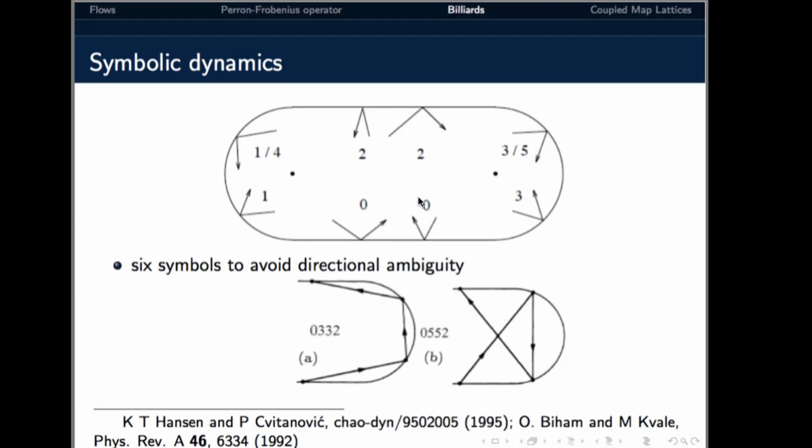But it turns out that one should introduce symbols that are different depending on whether the trajectory is bouncing off, let's say, clockwise or counterclockwise. Otherwise there would be some ambiguities in describing the orbits symbolically. This is just to let you know. Of course, this is not trivial. There have been works and papers written on this.